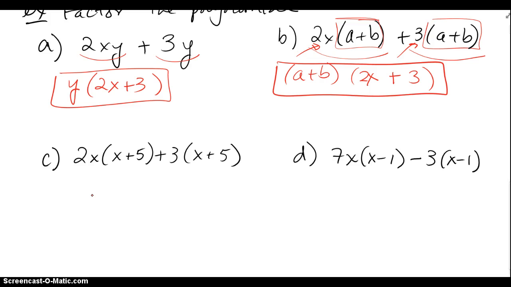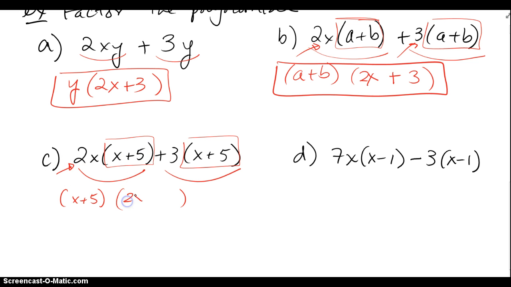Similarly, if you look at part C, well, they have some giant binomial in common again. Both terms share the x plus 5 in common, so I'm going to put the x plus 5 GCF outside. And then once that gets divided out, in the first spot I only have a 2x left, in the second spot I only have a 3 left. And there are my two binomials. So A, B, and C are all very similar, you guys. Here, only the y they had in common. Here, only the A plus B they had in common. Here, only the x plus 5 they have in common. What was left over was always the same, 2x plus 3.